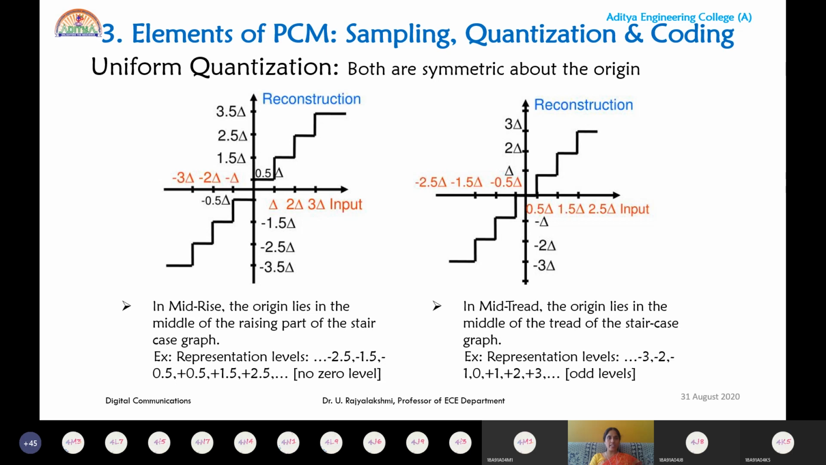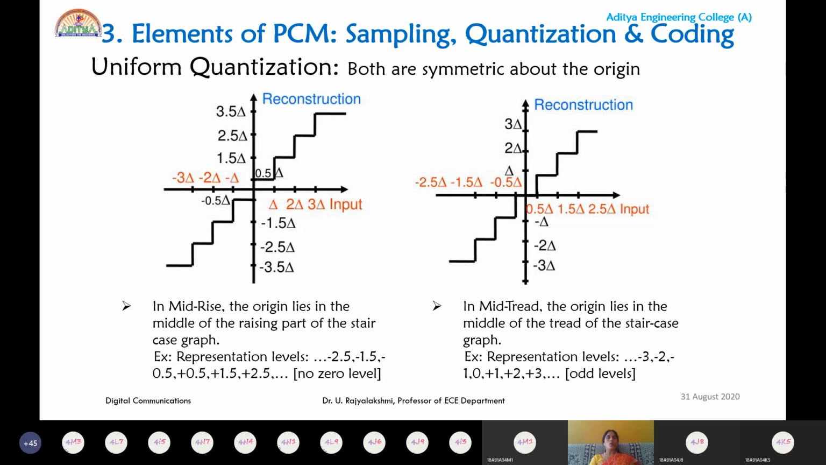Here you can observe the staircase waveform. So what is that staircase waveform? It is a representation of the discretized amplitude levels in terms of the input signal. What is the input to the quantization? The sample signal. Here the x-axis represents the input, and the input is nothing but the sample signal. So those are the amplitude levels.